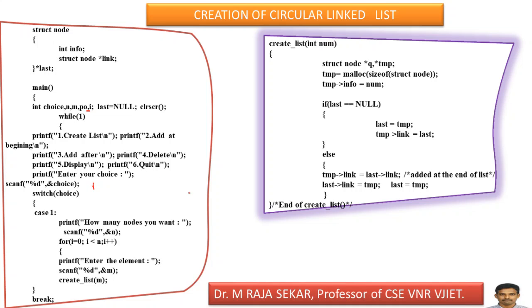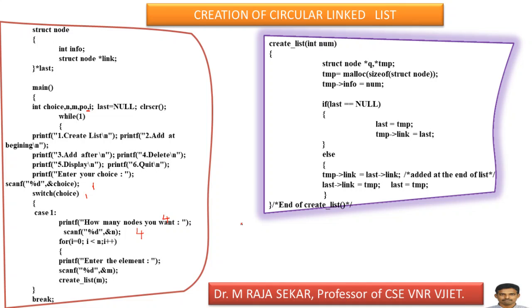Switch choice means switch 1. Switch 1 means case 1. How many nodes do you want? For simplicity, let me say 4. This number 4, where will it get stored? It will get stored in the place of n. Therefore, n equal to 4.